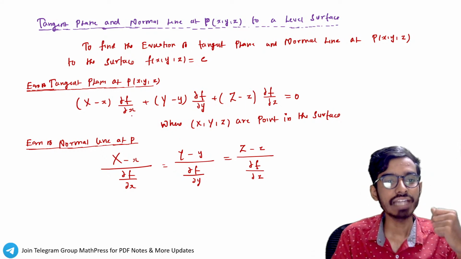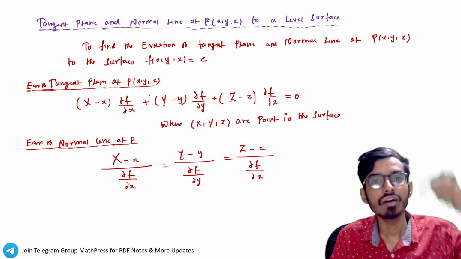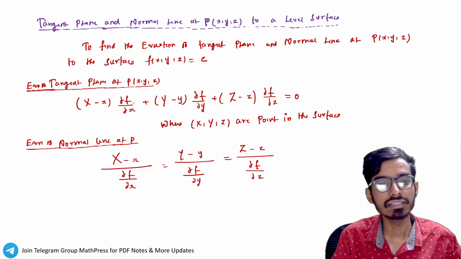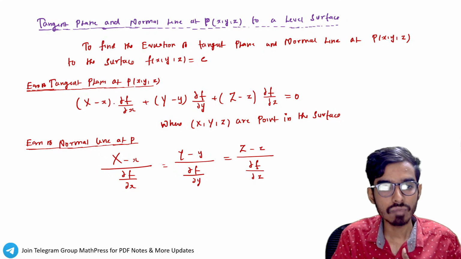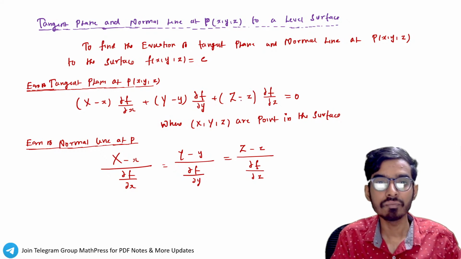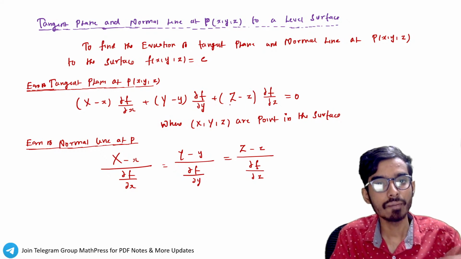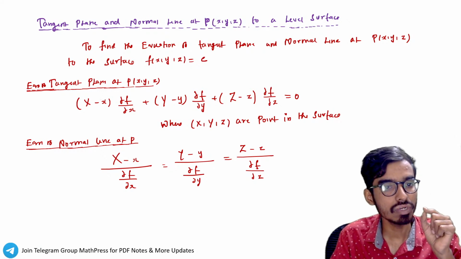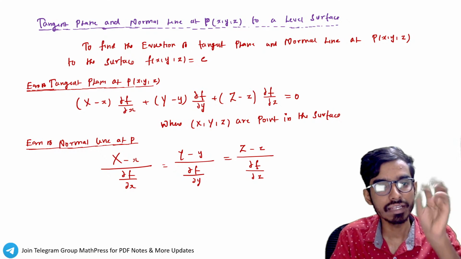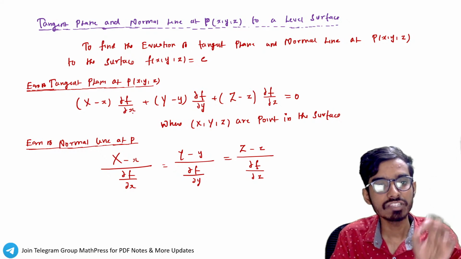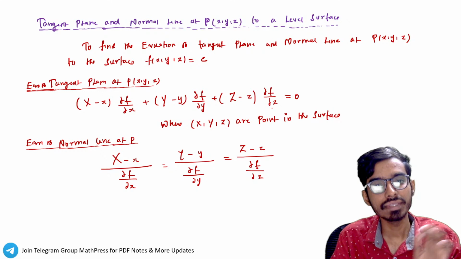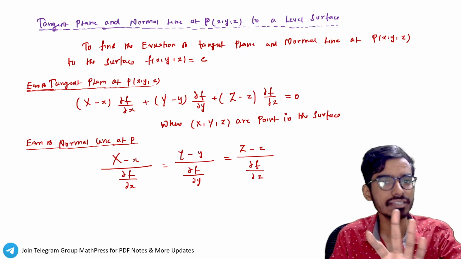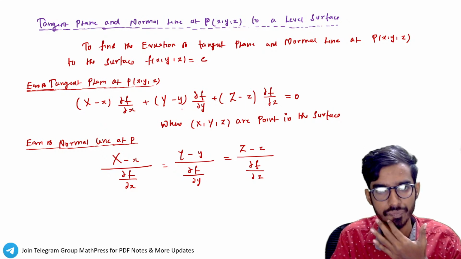So the equation of the tangent plane at a point P to the level surface f of x comma y comma z is capital X minus small x, and so on. This small x, small y, small z is the point that they will give in the exam. They will give f also. You just substitute this small x, small y, small z, and differentiate f with respect to x, y and z. You keep capital X, capital Y, capital Z as they are. That will be the equation of the tangent plane.